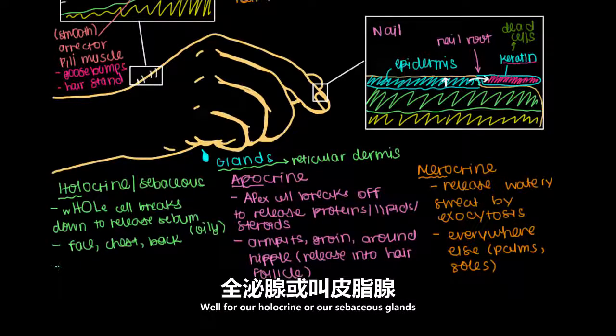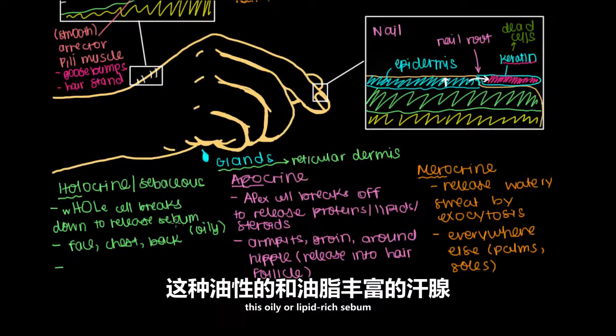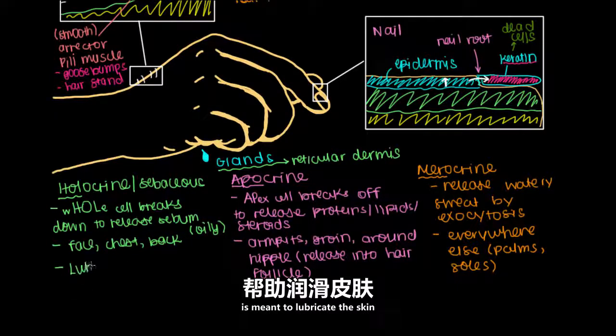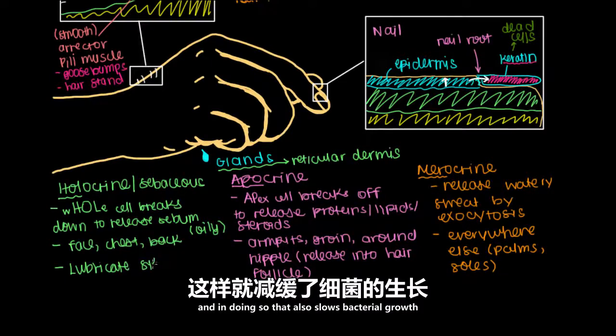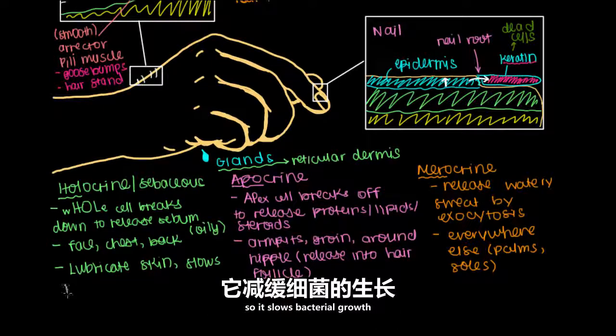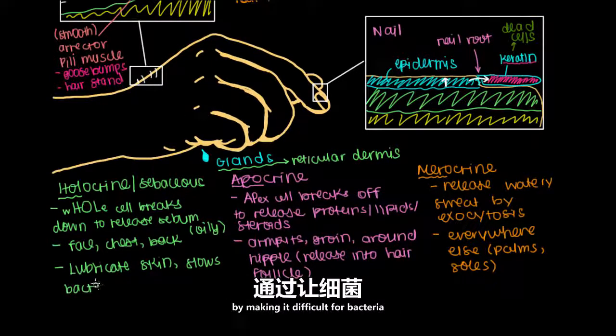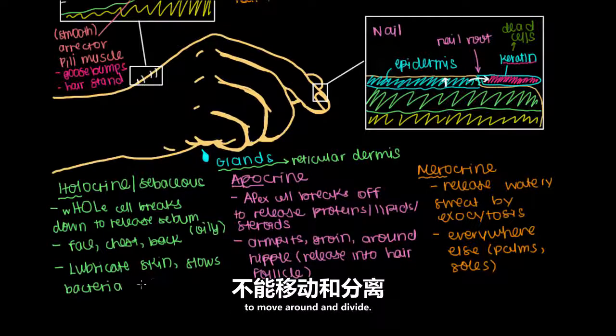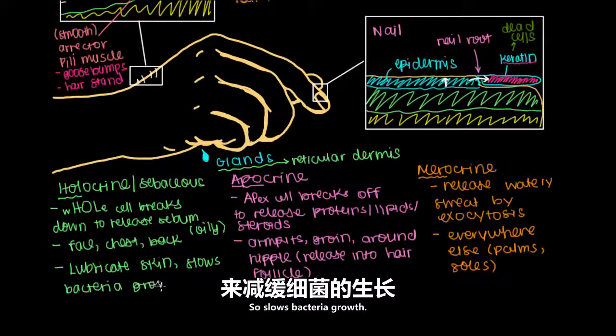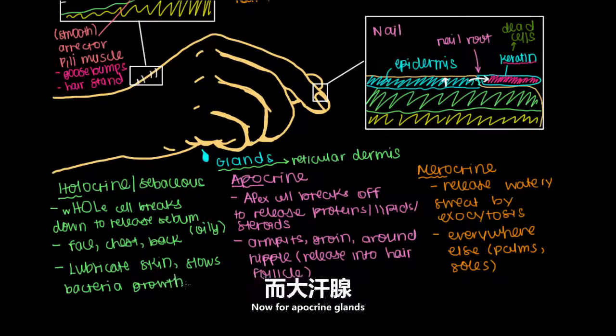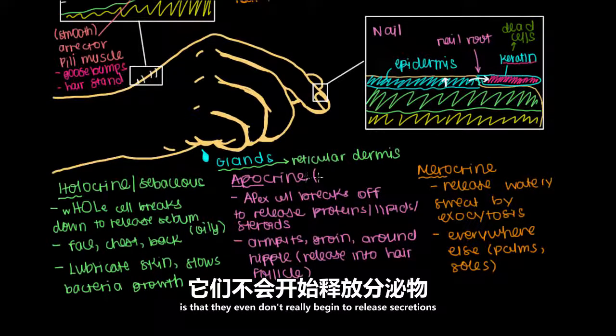Well, for our holocrine or sebaceous glands, this oily or lipid-rich sebum is meant to lubricate the skin, and in doing so, that also slows bacterial growth. It slows bacterial growth by making it difficult for bacteria to move around and divide.